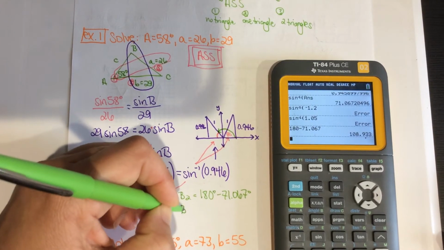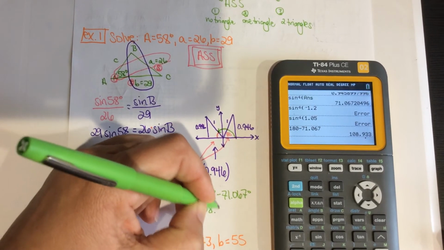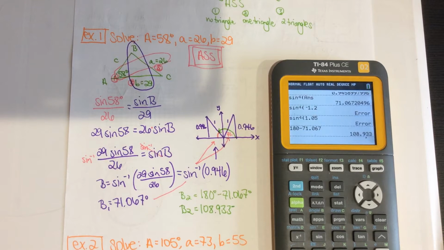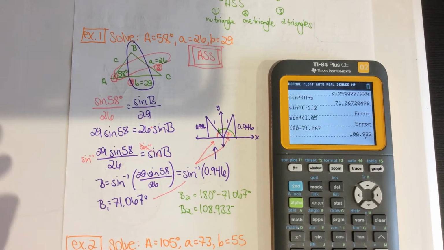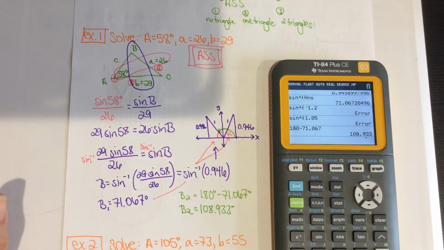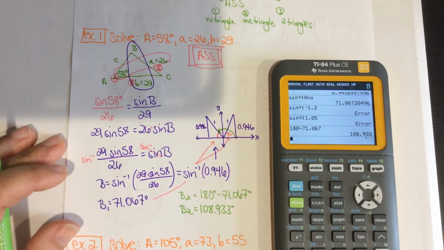My second possible value for B is that. So I have two different triangles here. Okay, and I'm going to show you what this looks like when there's one triangle as well.